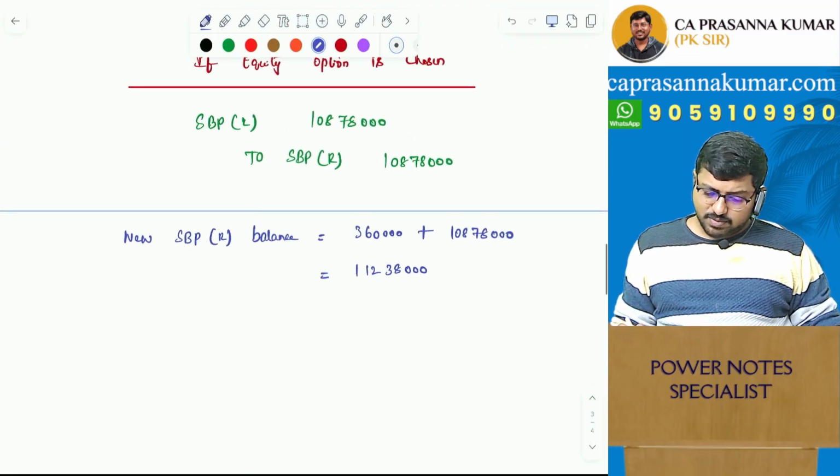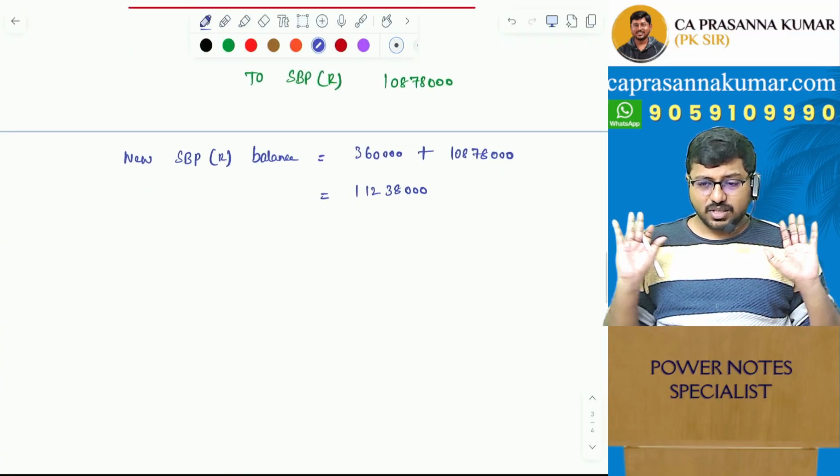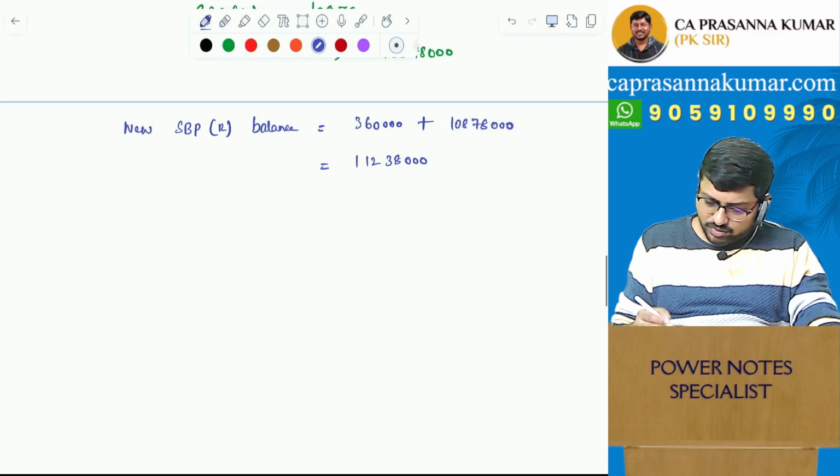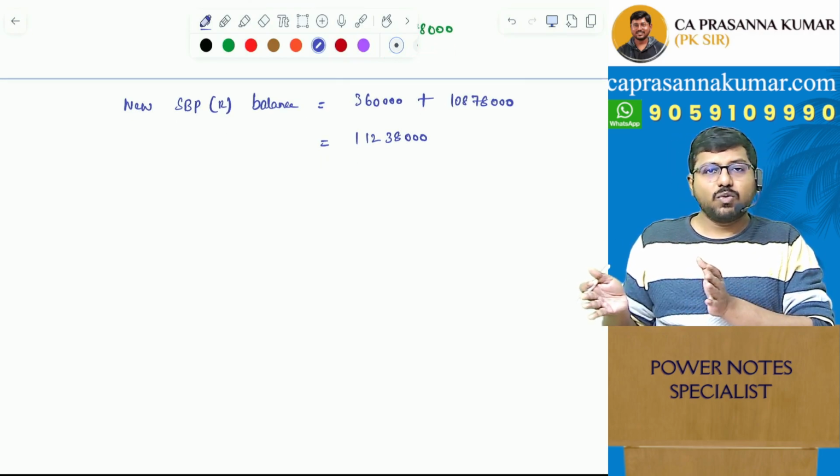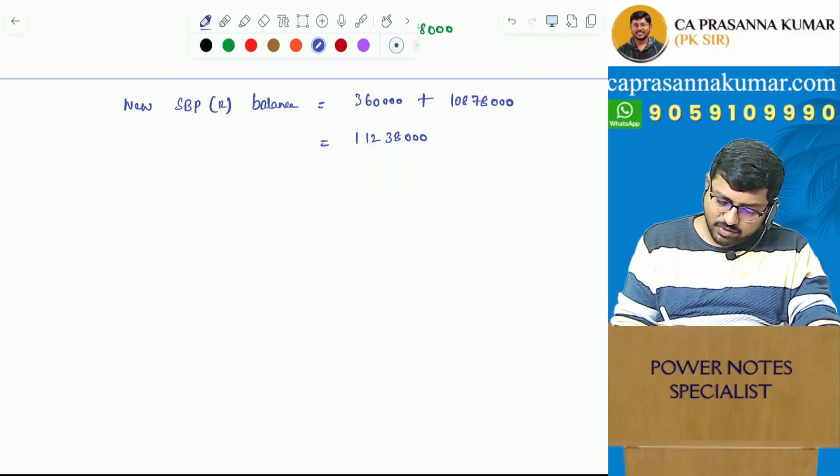Now with respect to this part, your ICAI answer is wrong. It is wrong, that's all. We can't do anything. Okay, I'll show you that as well. Now what do I have to do? From SBP reserve, you'll be transferring it to what? Equity share capital as well as securities premium. That will be your entry. Chalo, let's pass on the entry.